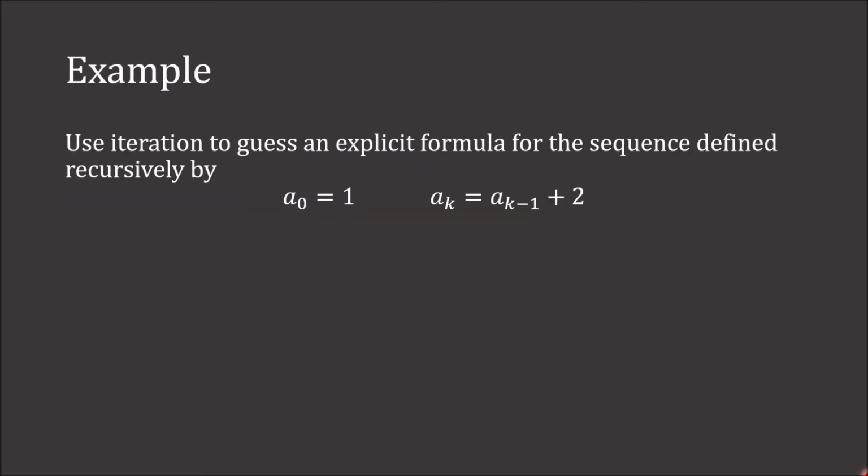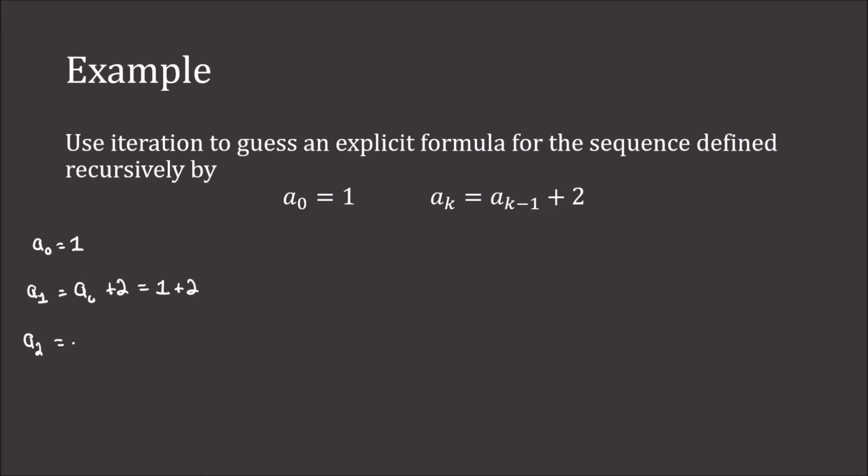As an example, let's consider the recursively defined sequence given by a sub k is a sub k minus 1 plus 2, and an initial condition of a naught is equal to 1. So what we need to do is start with a naught equaling 1. Now let's just calculate successive terms. So a1 is a sub k minus 1, so a naught plus 2, so this is 1 plus 2.